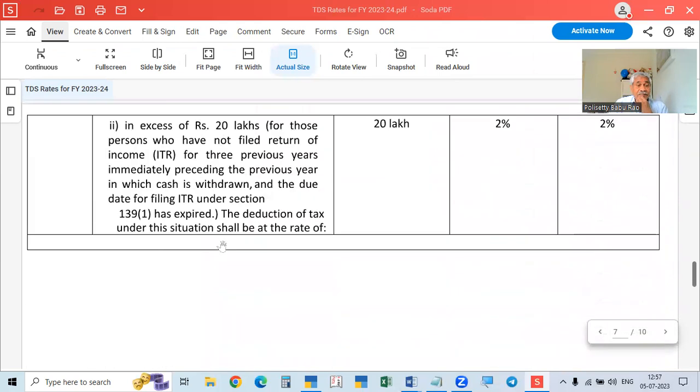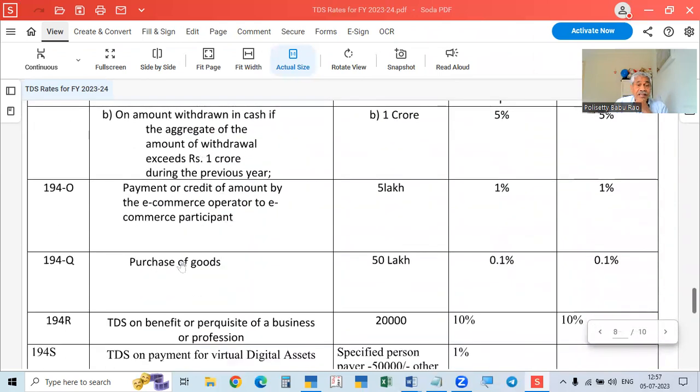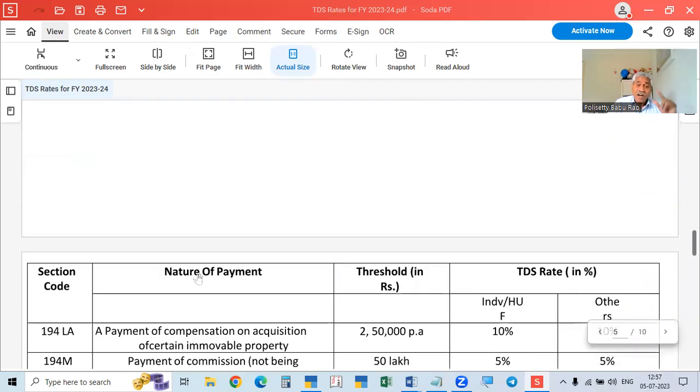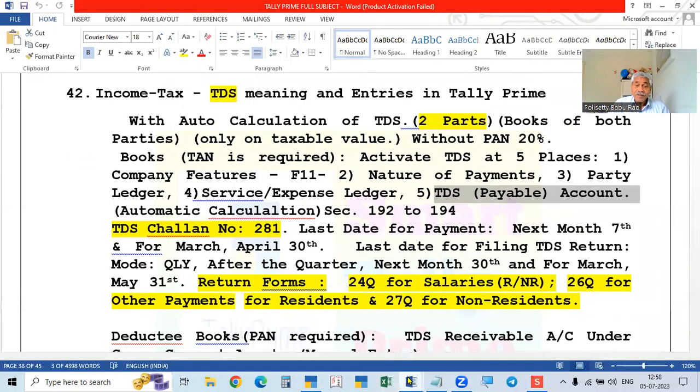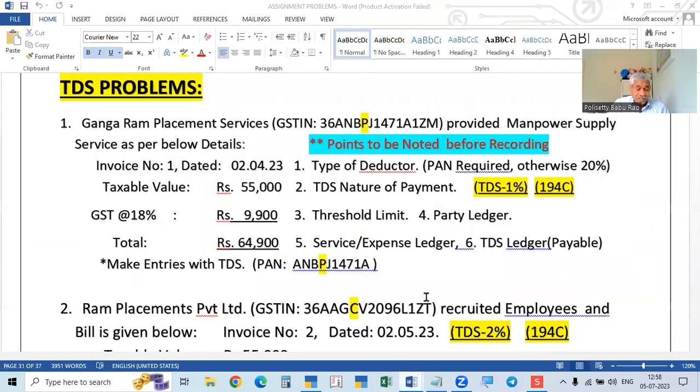And there is one more thing. 194Q is there, that we will deal with later, because after learning TCS, next one is TCS. Then we will learn that. Okay. So like this, we have to make these entries.